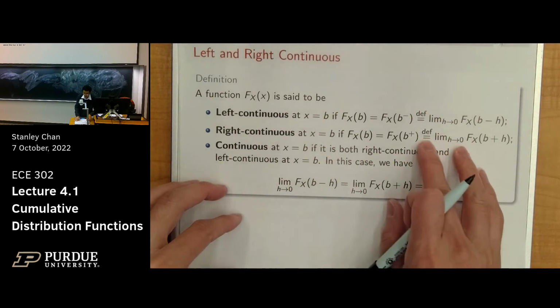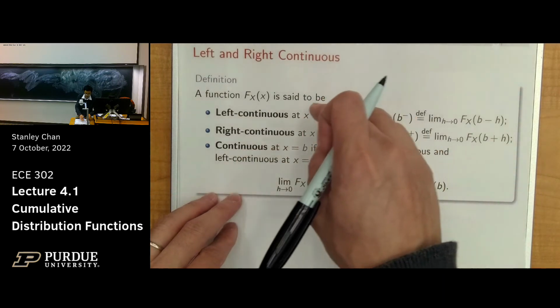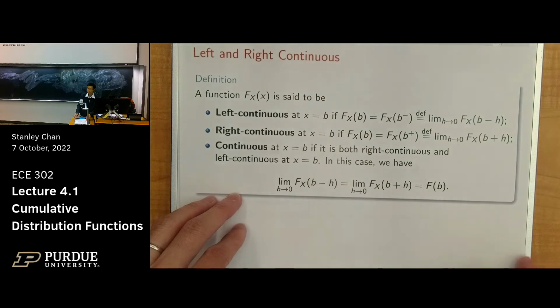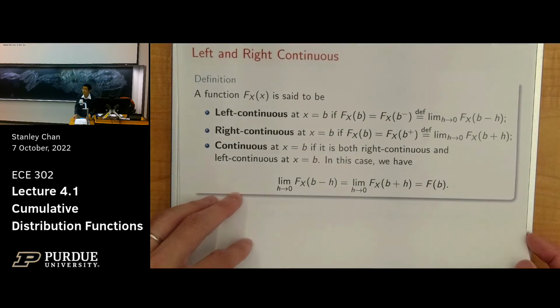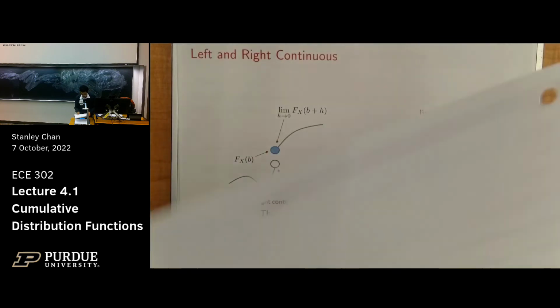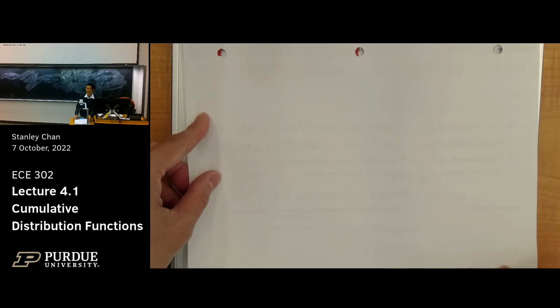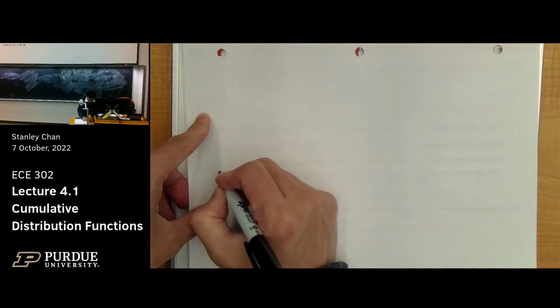If you change the minus to plus, you get right continuous. If a function is both left continuous and right continuous, you say that it is continuous. Okay? Lost? Yeah, good. So let me show you a picture. Let me draw it. No one can understand what they mean, right? So here is the thing.